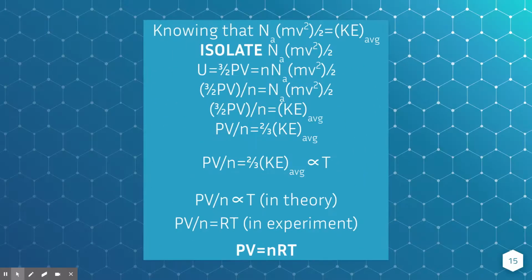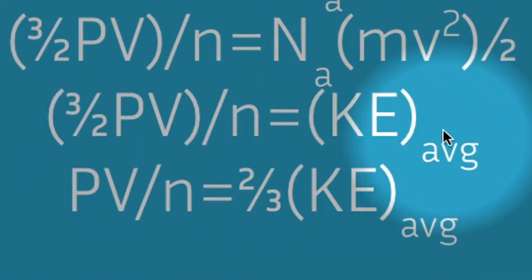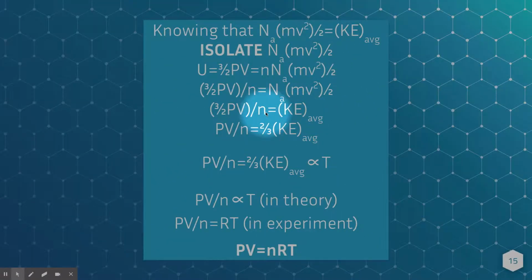Let's move n to the other side. 3/2 PV over n equals KE average, as you can see right here. With this information, we have proven that 3/2 PV over n, as a result of being equivalent to KE average, is directly proportional to temperature. This is where we're at.